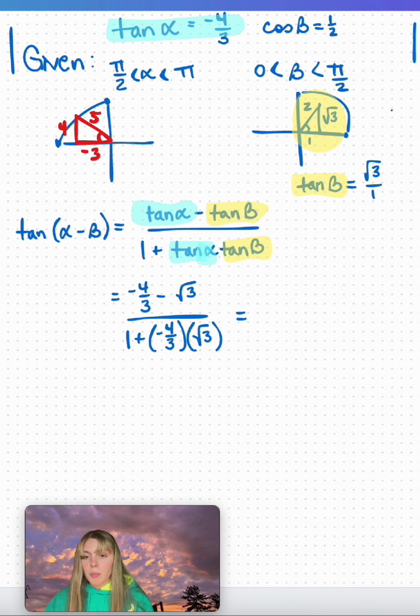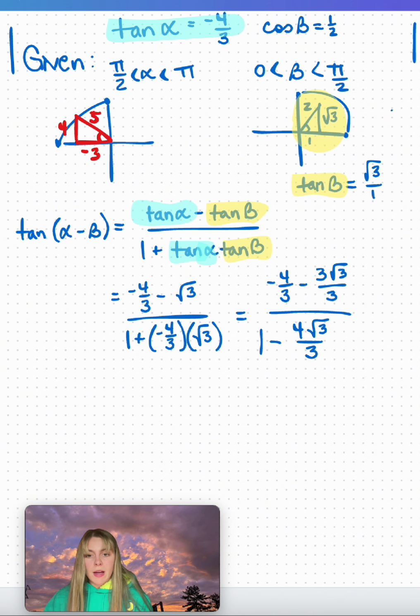So I'm going to do a rewrite of both the numerator and the denominator. In the numerator, I'm seeking a common denominator, okay? So what's that common denominator going to be? Well, we can just choose to use the denominator that's already there, which is 3, all right? So we have -4/3, okay, minus, this would be 3√3 over 3. So I multiplied by 1 in the form of 3 over 3. Now, in the denominator, I'm just going to simplify a little bit. So we are going to have 1 minus 4√3 over 3. So we have a radical in the denominator we want to rationalize.